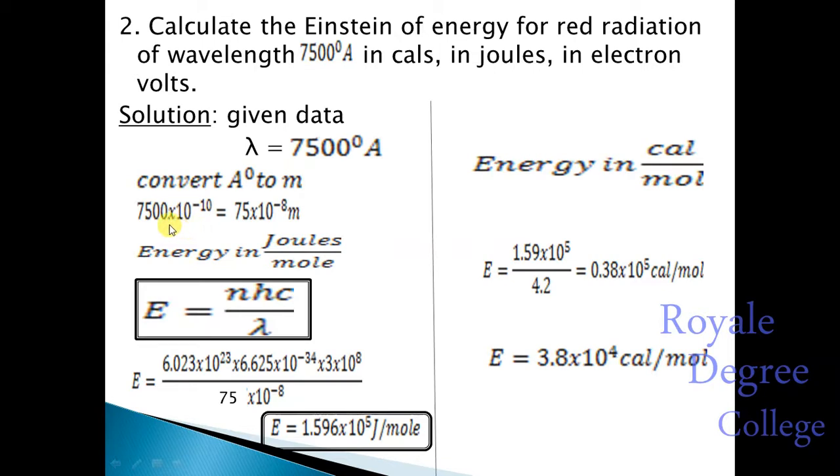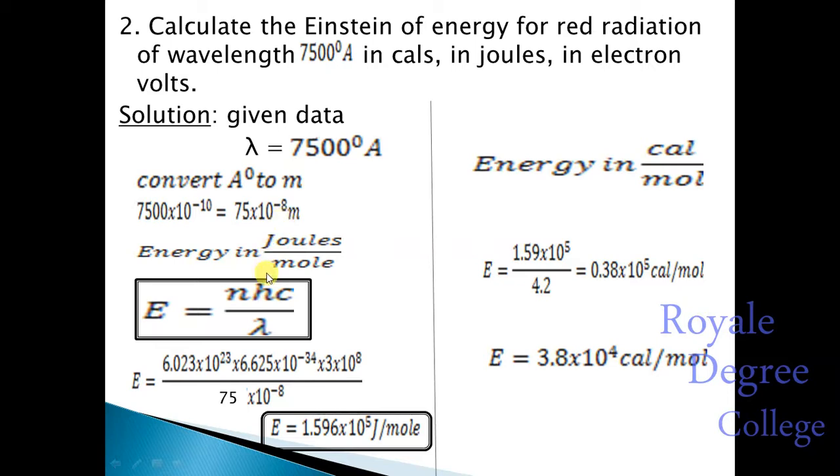Now we are simplifying 7500. 7500 means 75 into 10 to the power 2. So 10 to the power 2 and 10 to the power minus 10, we are adding the powers, so we will get 10 to the power minus 8. That is, the value will be 75 into 10 to the power minus 8 meter.